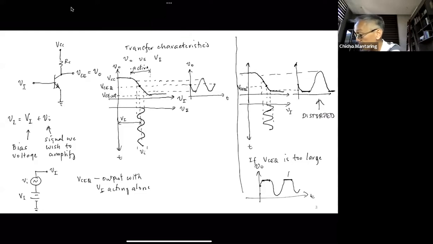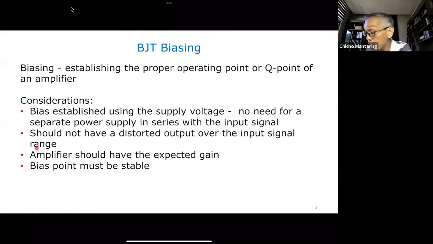By the way, we call this clipping. When that happens, we say the amplifier is clipping. So here it clips at the negative, here it clips at the positive. It clips here because it's already cut off. It clips here because it is already distorted. Any questions? Okay, so that's this. Second point, should not have a distorted output over the input signal range.